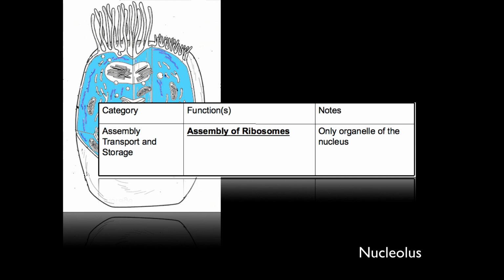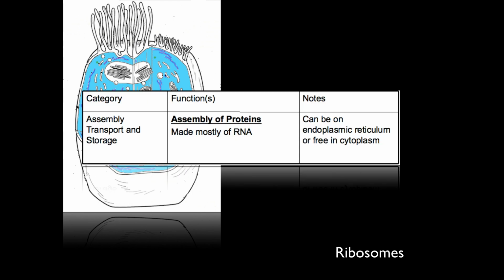Those ribosomes are also part of assembly, transport, and storage. Ribosomes are used to assemble proteins. They put proteins together. Ribosomes are also unusual because they are not mostly made of protein. Ribosomes are mostly made of RNA, ribosomal RNA.